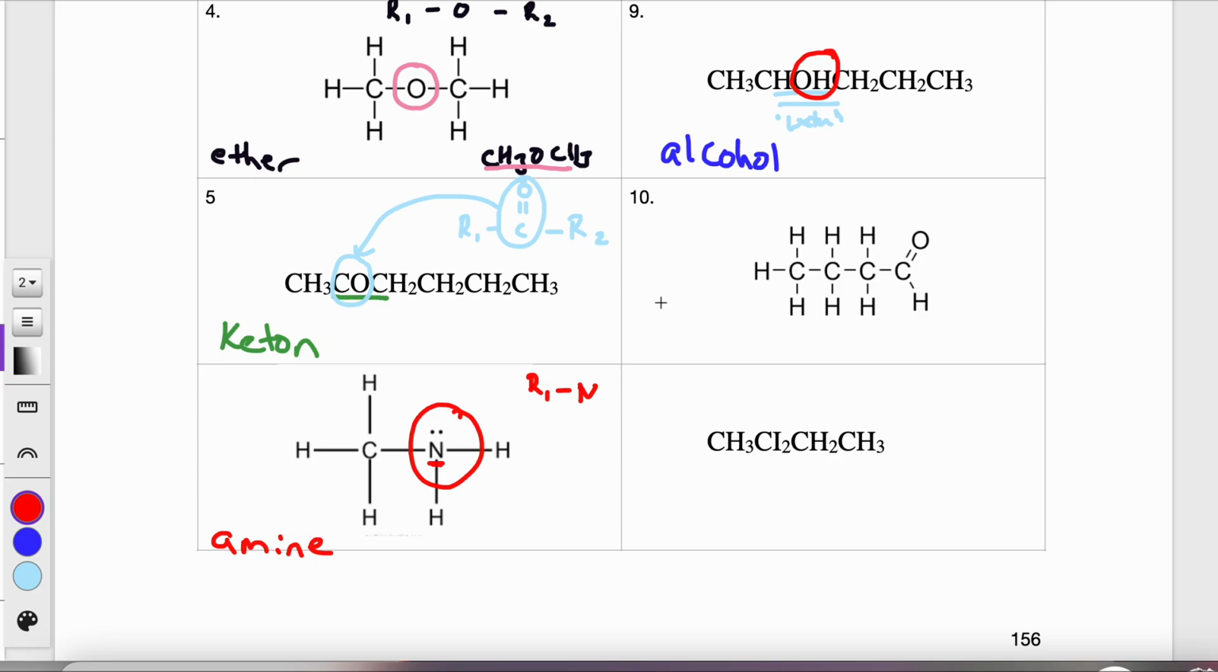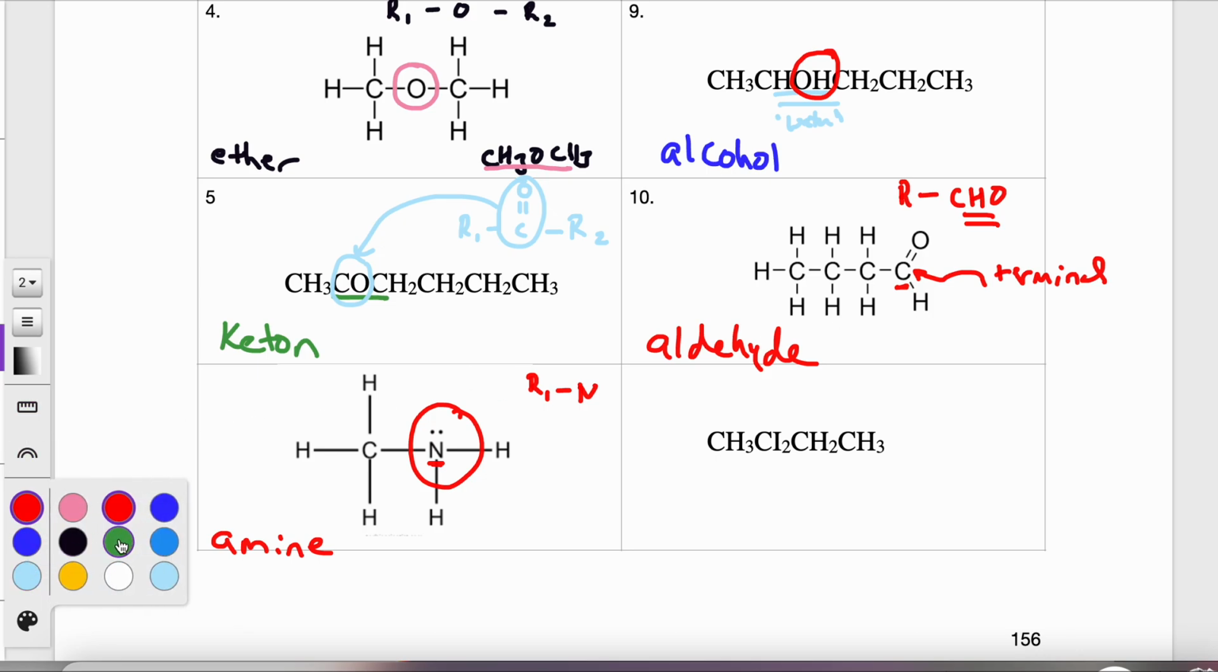So now take a look at number 10. Number 10, I notice that I have a carbon with a double bonded oxygen, and there's only one oxygen in the structure, and that carbon also has an H. So if I take a look at this, I have my parent chain, I have my CHO. And notice this is terminal. This is an ending carbon. So little things like this help me recognize that this is an aldehyde.